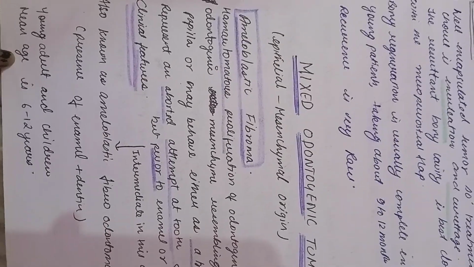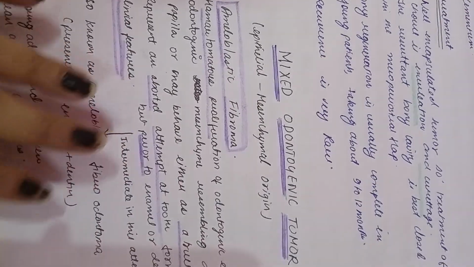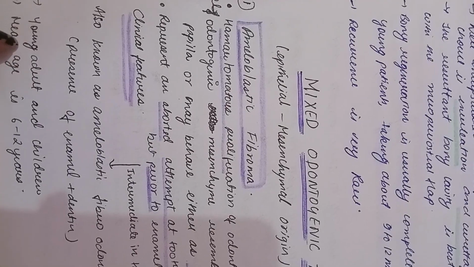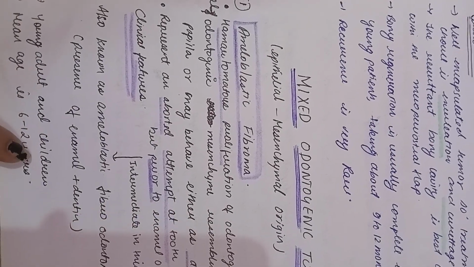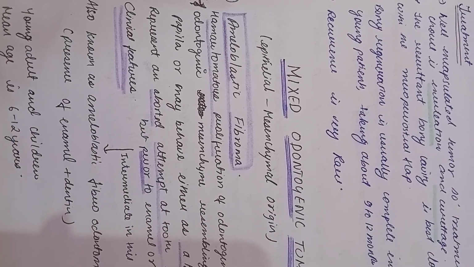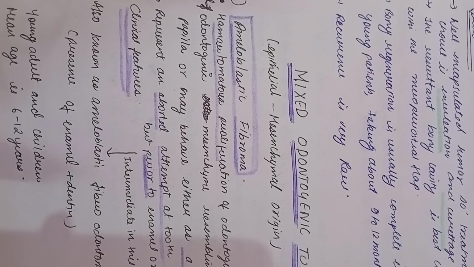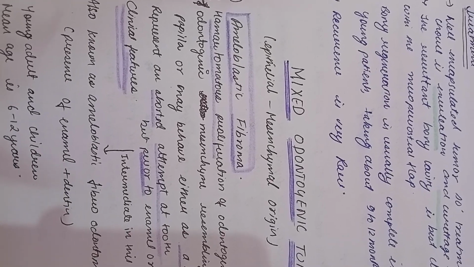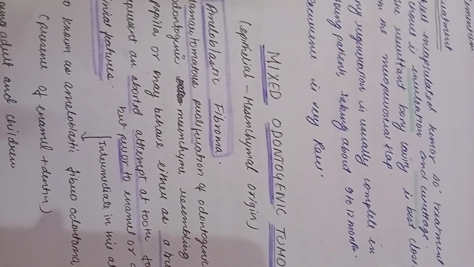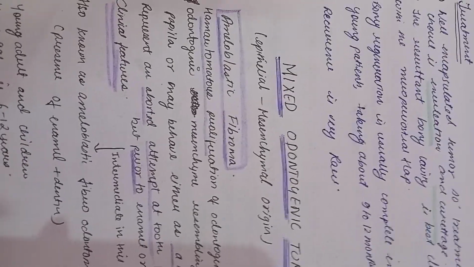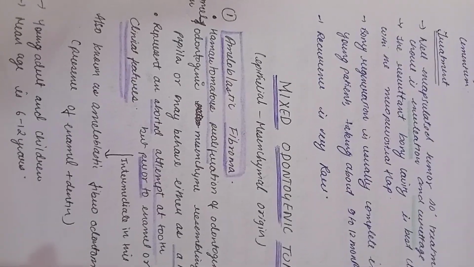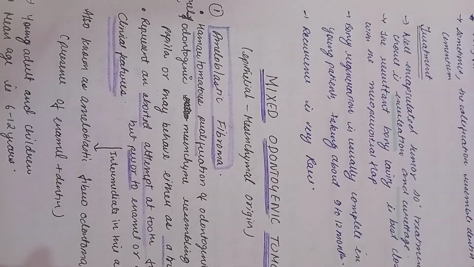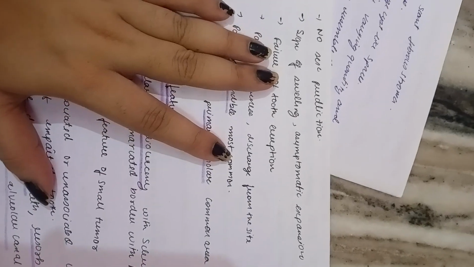Now, mean age is 6 to 12 years. So it is common in young adults and children. No sex predilection is there, but AOT, although common in young patients, is more common in women. We remember AOT is a 2/3 tumor. Mean age is 6 to 12 years. Now there is no sex predilection.